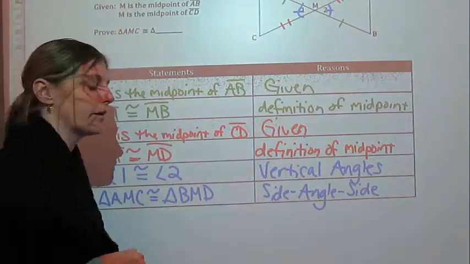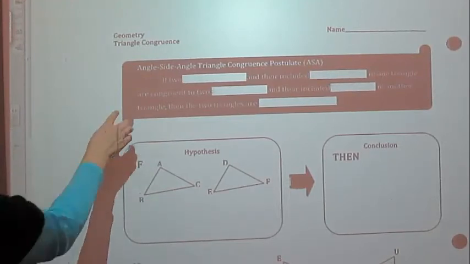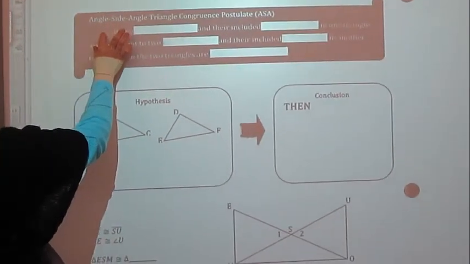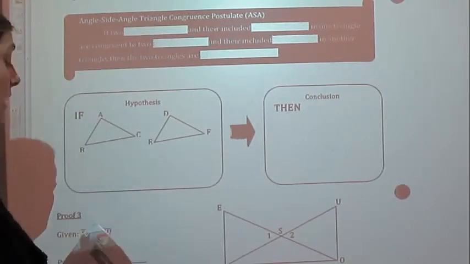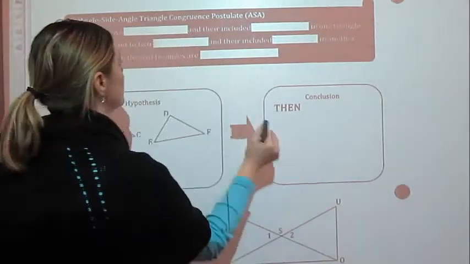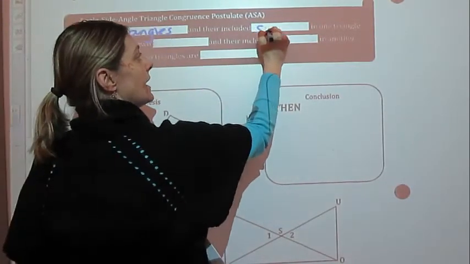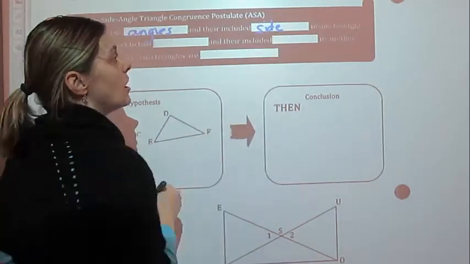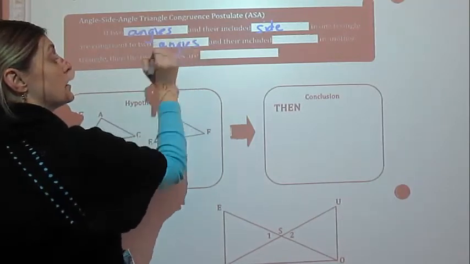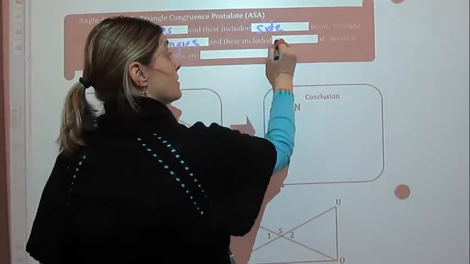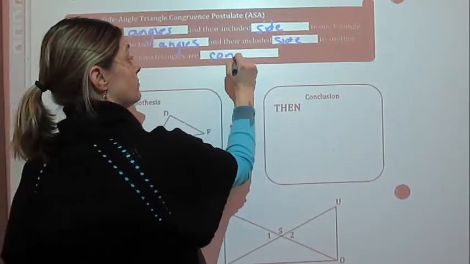All right, let's try one more. Let's take a look at angle side angle. If two angles and their included side in one triangle are congruent to two angles and their included side in another triangle, the two triangles are congruent.